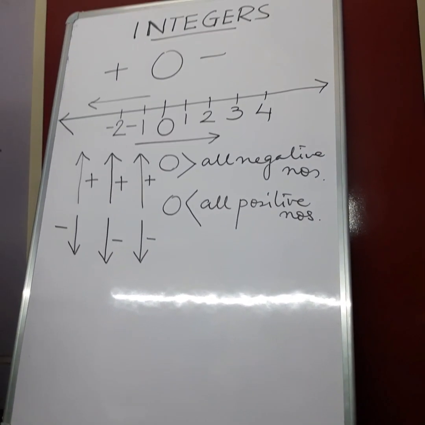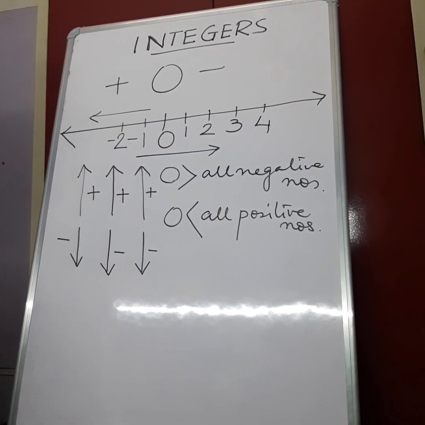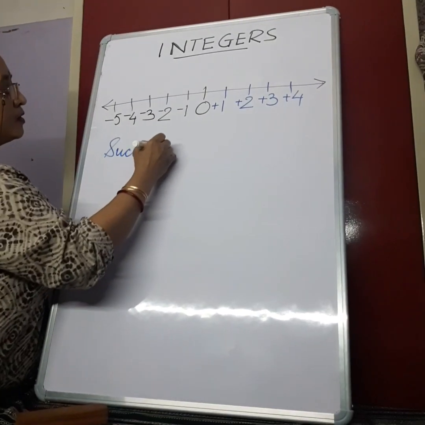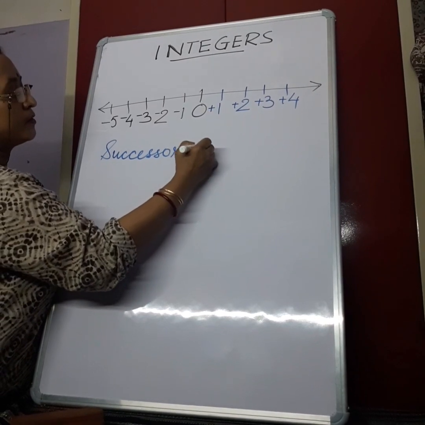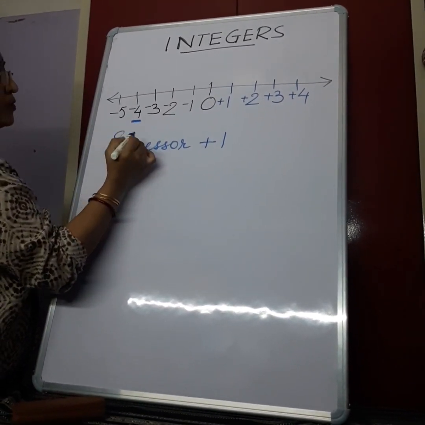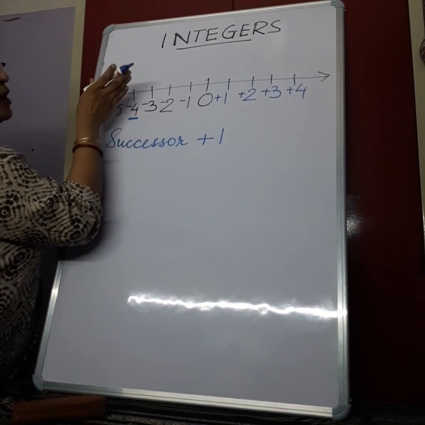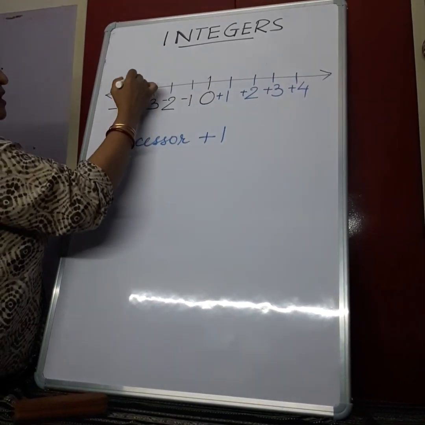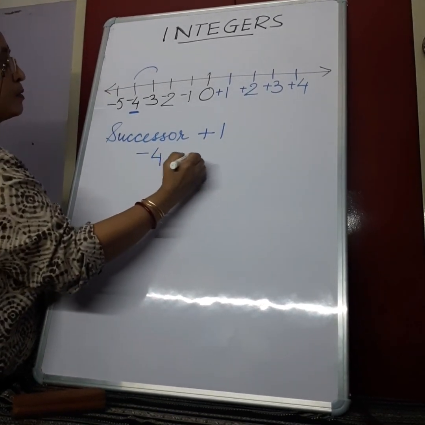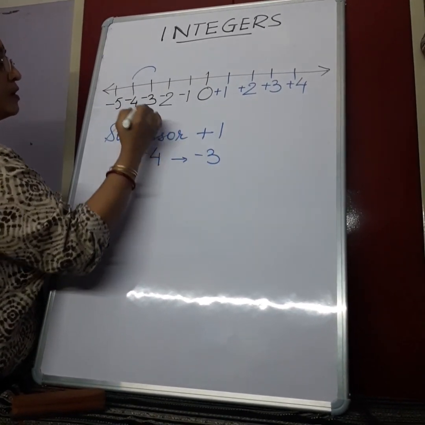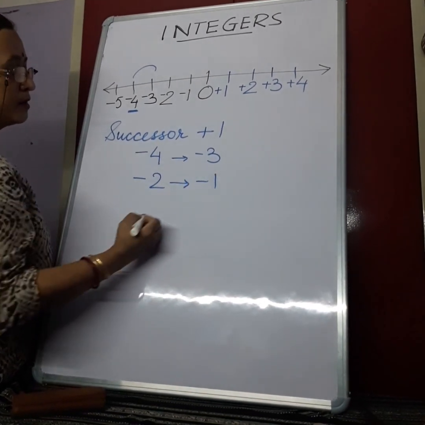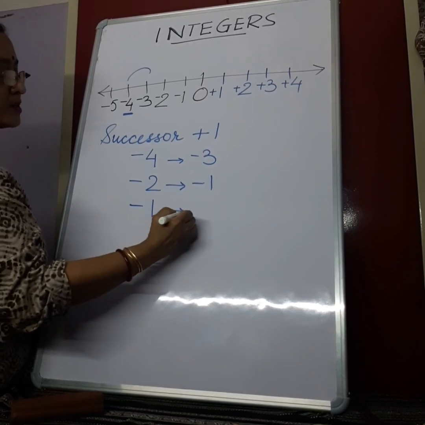Now we will learn how to find out the successor of integers. Successor means adding 1. So if we say successor of minus 4 and we add 1, we are moving towards the right hand side. So successor of minus 4 is minus 3. Successor of minus 2 is minus 1. Successor of minus 1 is 0.